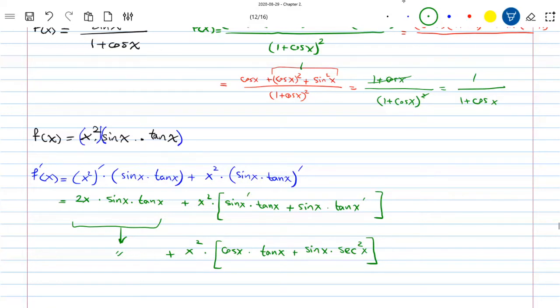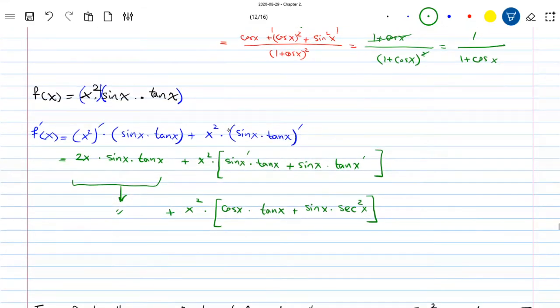But if you want to simplify, you should be able to multiply terms and cancel out if possible. In this case, actually I don't see any cancellation, so maybe this is good enough. Yeah, I don't see any cancellation. So this is good enough, but you can distribute this x squared, and you can write tangent in terms of sine over cosine, secant in terms of 1 over cosine squared as well. Use a common denominator if you prefer, but that's good enough for me.